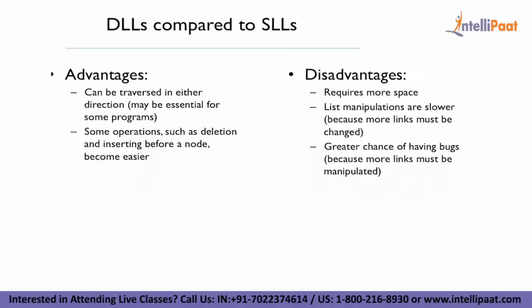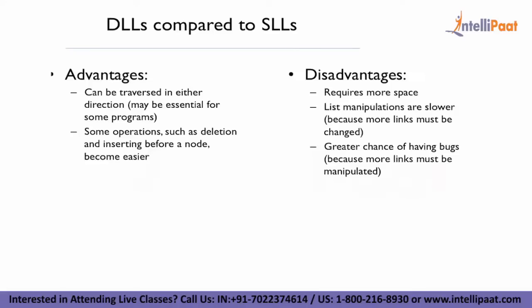Okay, so advantages: it can be traversed in either direction. So in a doubly linked list we can traverse in either direction, front and back, but we cannot traverse in the back direction in a singly linked list.